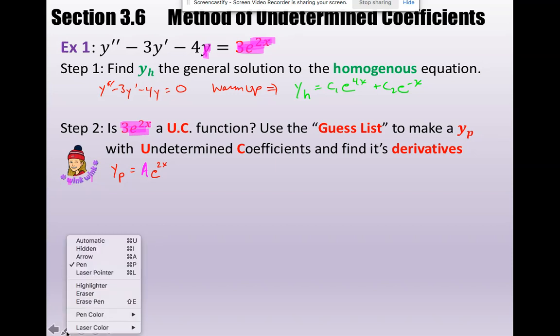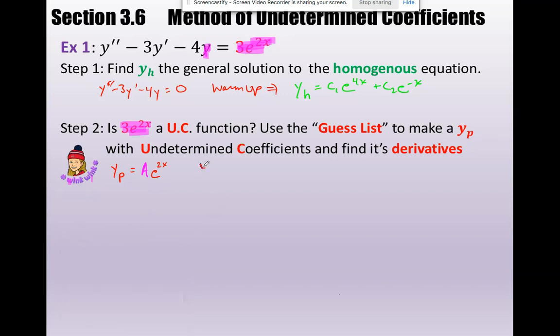So that is now my guess. I pulled e to the 2x, an exponential, from the guess list, and shoved an undetermined coefficient in front of it. Now find the first derivative of your guess, and the second derivative of your guess.